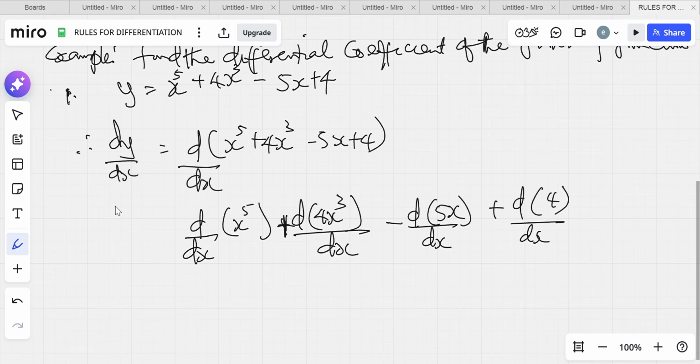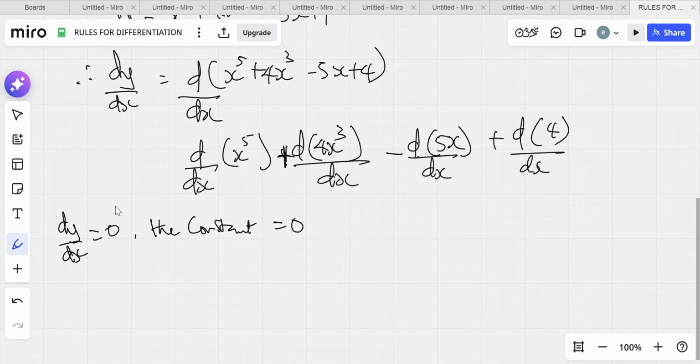Recall that one of the basic functions says that when y is a constant, dy over dx is equal to 0. So this constant, 4, will tend to 0.